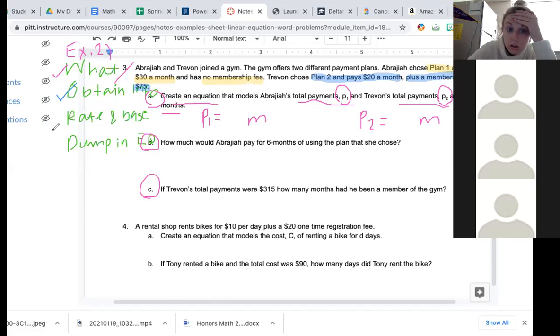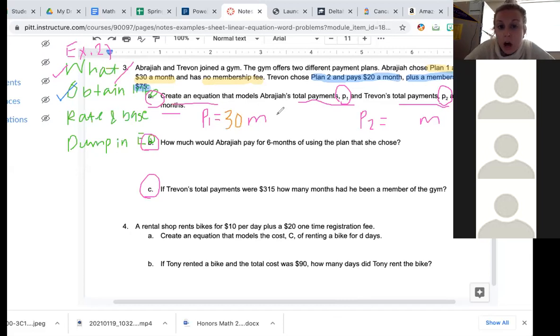The rate and the base. Now figure out what the rate is. And remember, your rate is how much it goes up or down every single month. And then the base will be the one-time fee or the starting amount, okay? So if we're looking at plan 1, the yellow, I'm gonna make it match. Plan 1 is $30 a month and no fee. So what is my rate? 30, so 30 goes with the M.